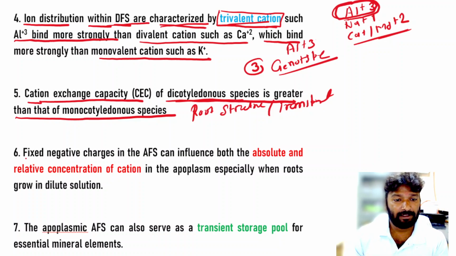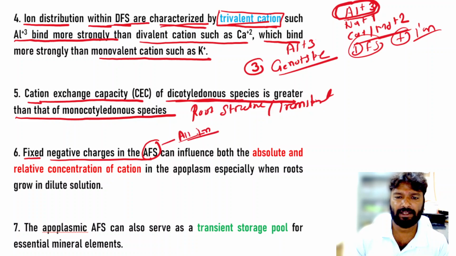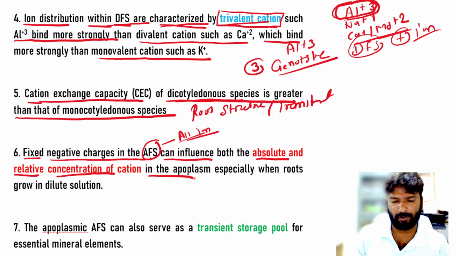Okay, next point, the fixed negative charge in the AFS. Okay, तो आपका DFS में तो कौन सा होगा? Only positive ions. Okay, in the AFS all ions are present. Okay, so this can influence both the absolute and the relative concentration of cations in the apoplasm.